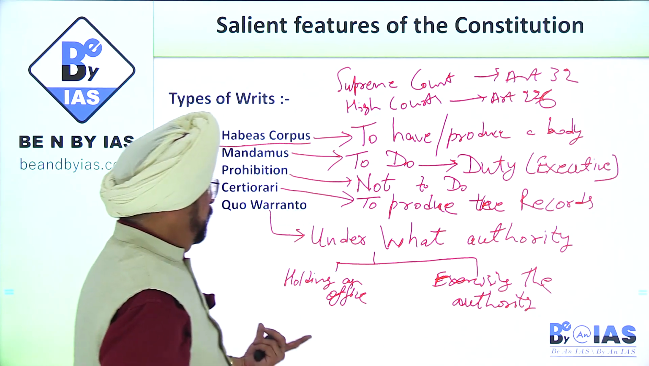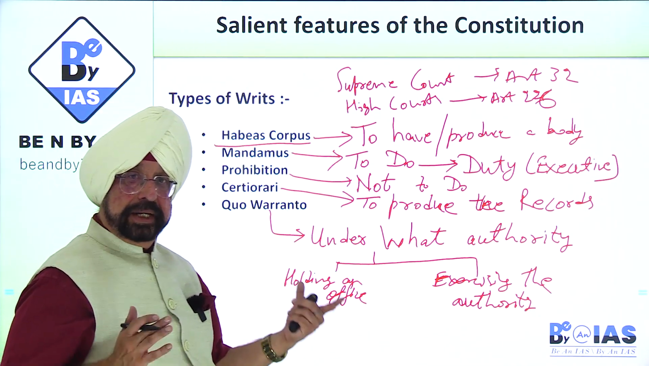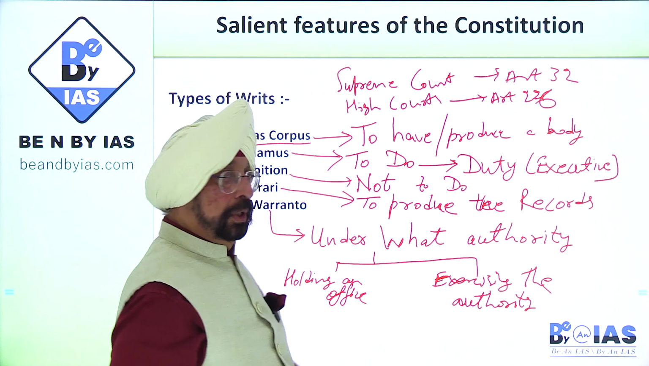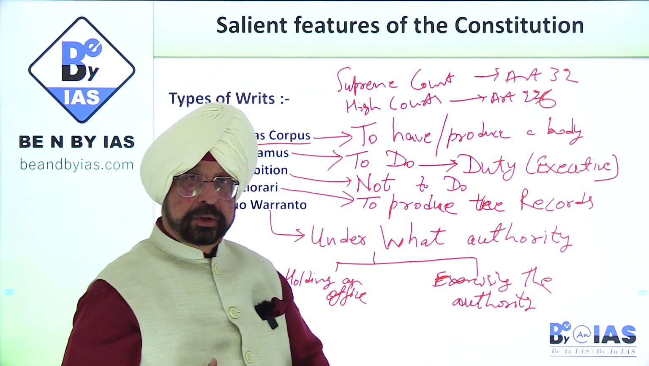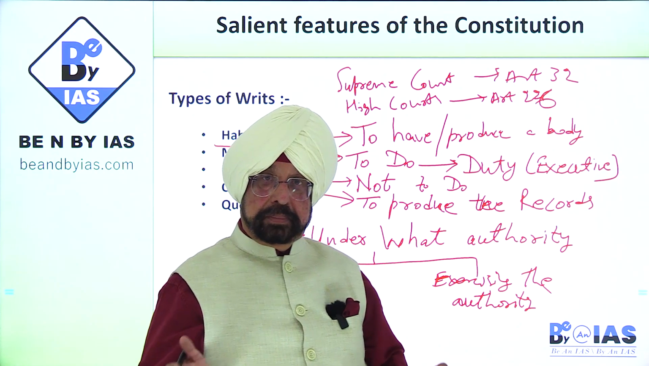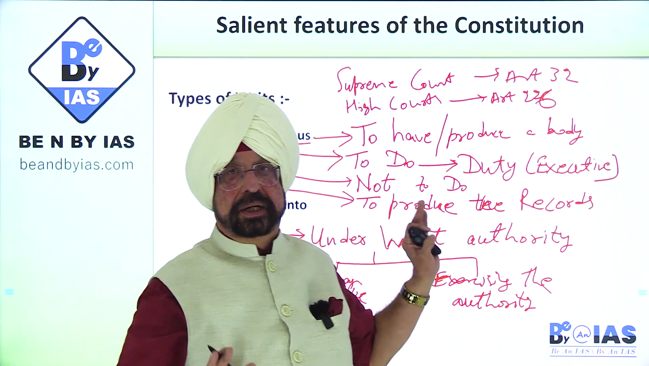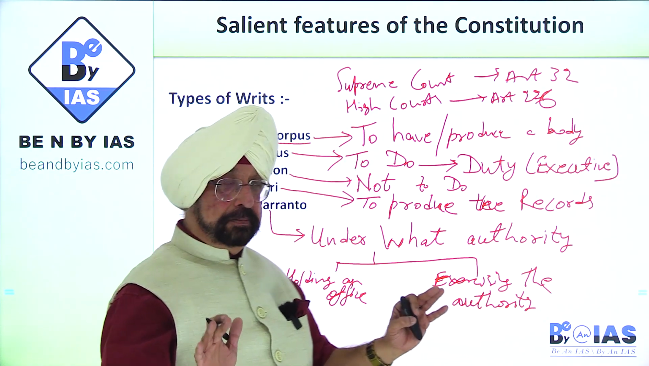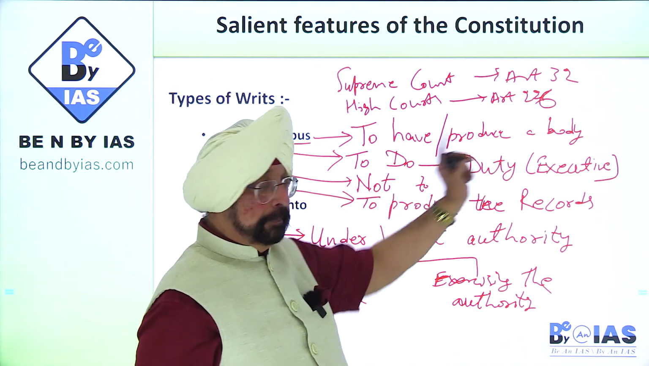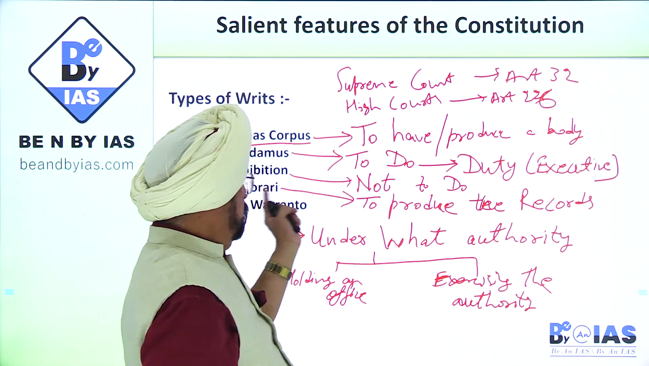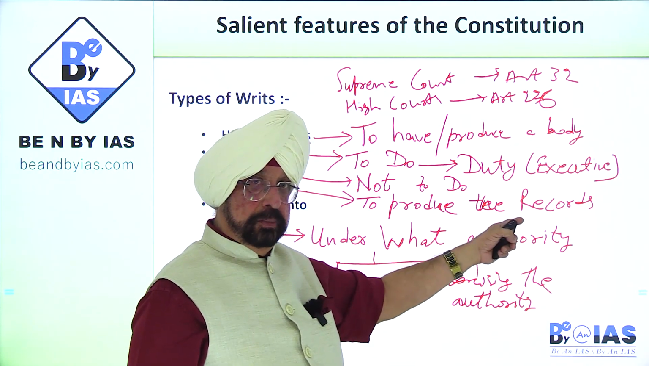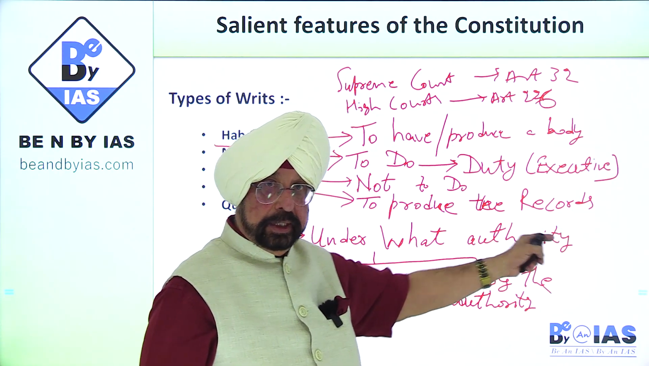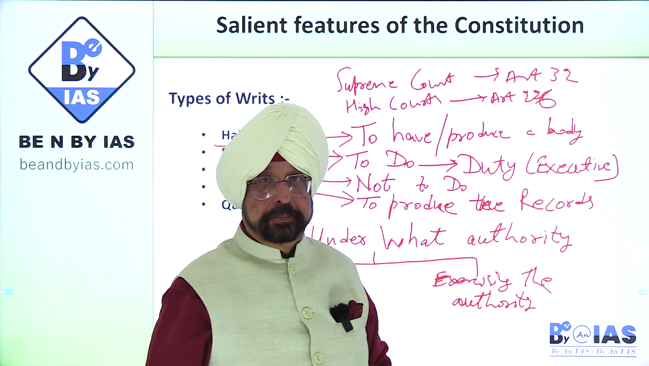So these are the 5 writs. Please remember, these will be taught to you again and discussed with you when we study Article 32 and the writs. But this is just for your general understanding of what these writs are. I try to make them very simple: to have a body, to do, not to do, you are prohibited, stopped from doing that. Then to produce the records, certiorari, and under what authority.